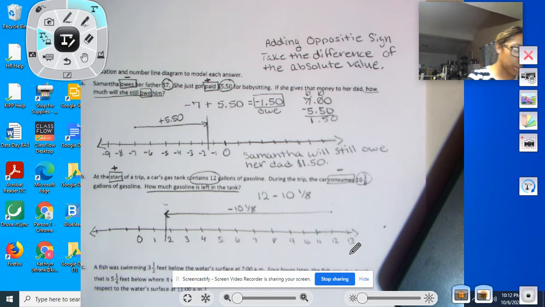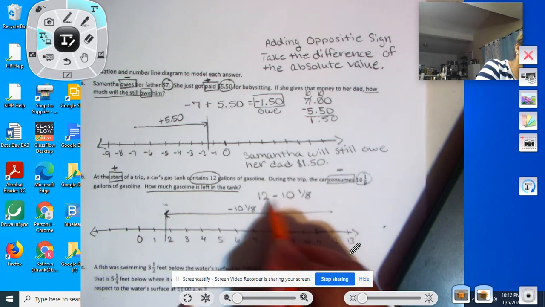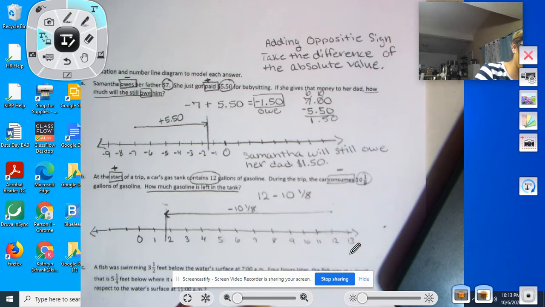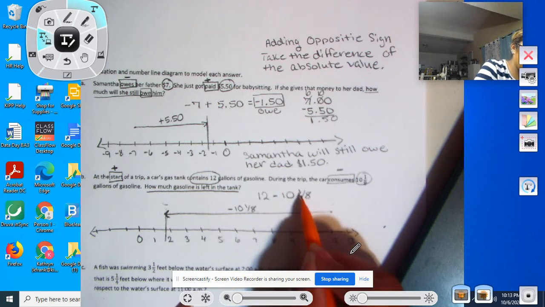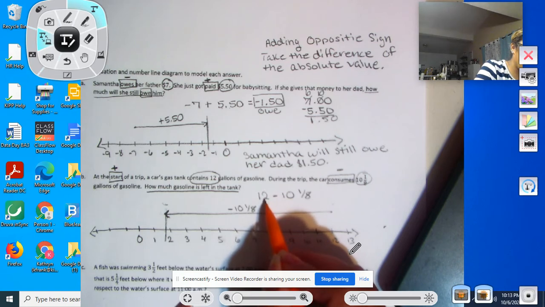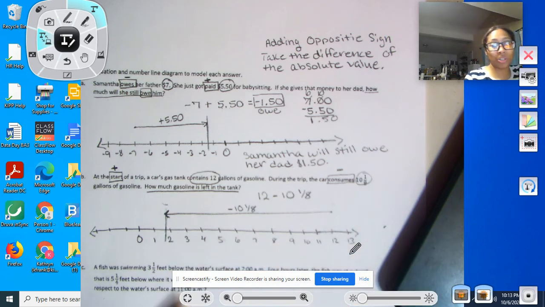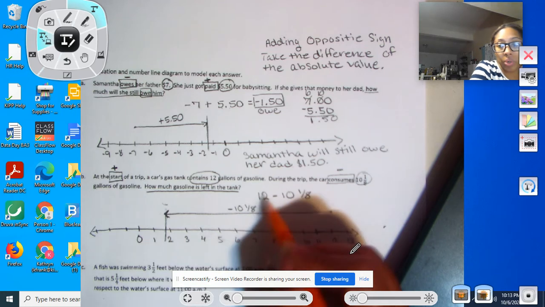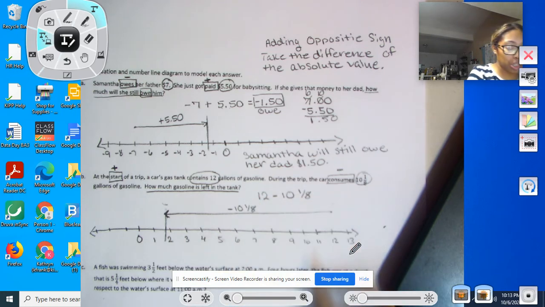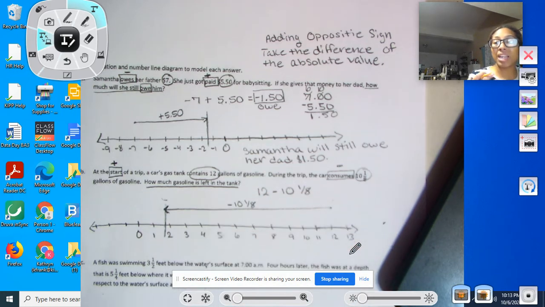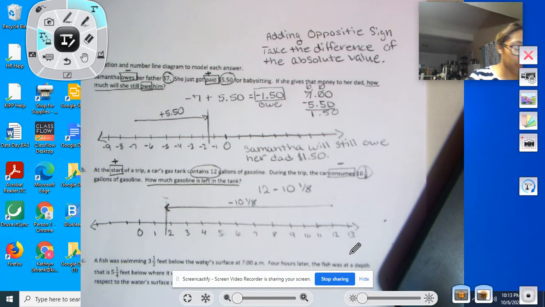Let's test this out. We're taking 12 and subtracting 10 and 1/8. Well, this is a mixed number and this is a whole number. Since there's a fraction involved, in order to subtract fractions I have to have the same denominator. So I want to rewrite this whole number as a fraction with a denominator of 8, making an equivalent fraction. The way I can do that is to think, how many eighths would it take to make 12 wholes?